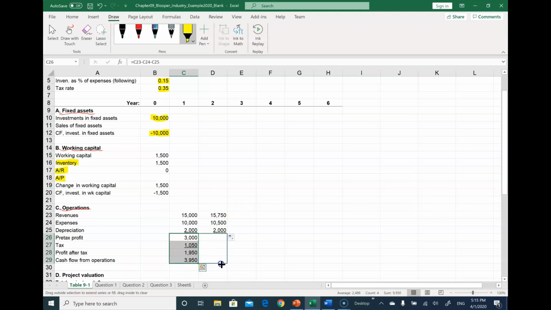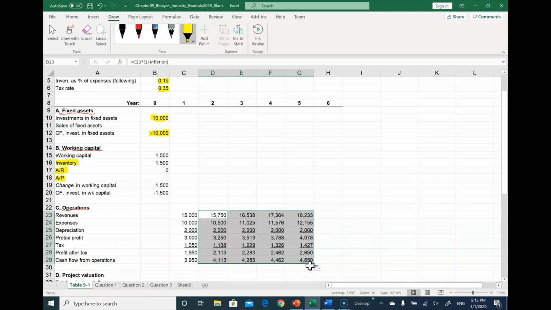So we can just hold it and drag it like this, and we can easily calculate the net income and the cash flow from operation. And once we set up year 2 in such a way, then we can highlight the entire income statement and the cash flow from operation, hold it and drag it to year 5. Okay, so we can see how the net income will go up each year and how the cash flow from operation will go up each year.